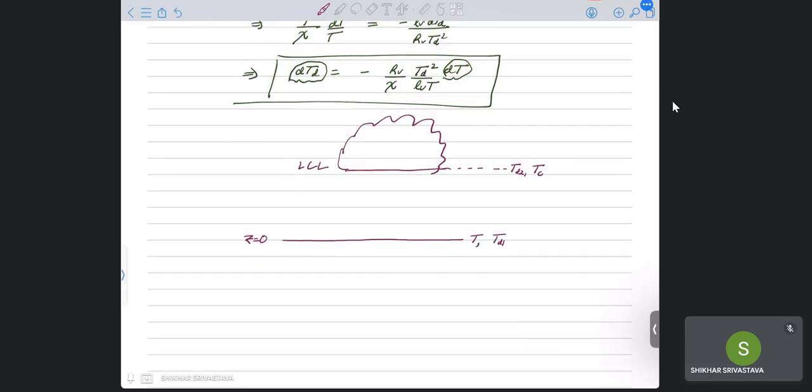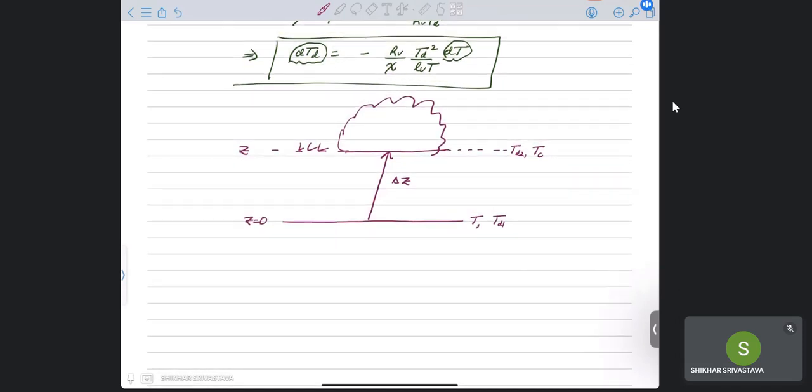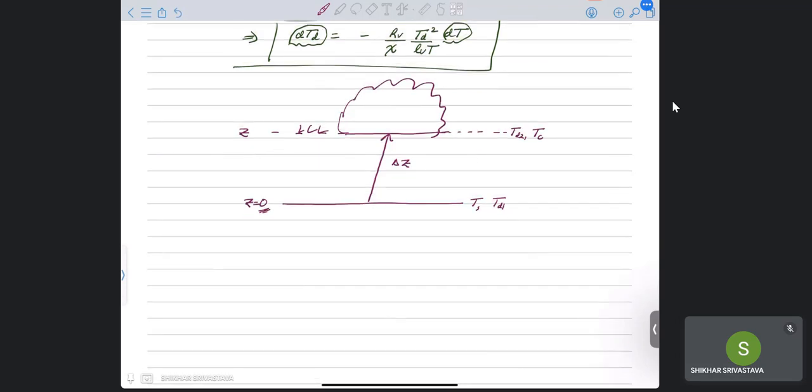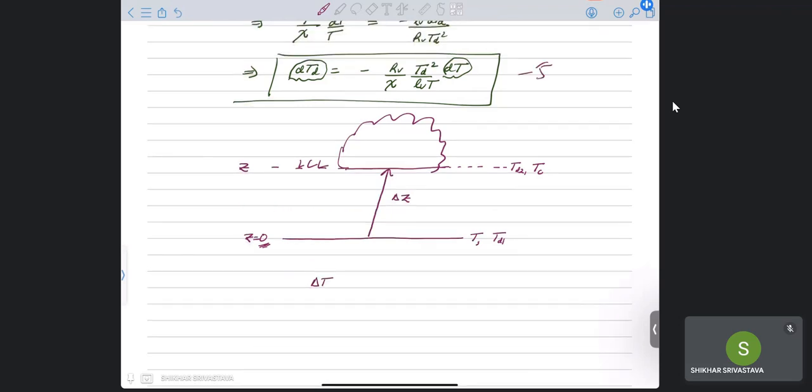And this is the height which we want to estimate, delta Z. Suppose this is some Z value. So delta Z we want to calculate, which is basically Z only, because we have taken the base to be 0. So two things we can write from here. Delta T, the one in this equation we are talking about, is basically the difference in temperature, Tc minus T.